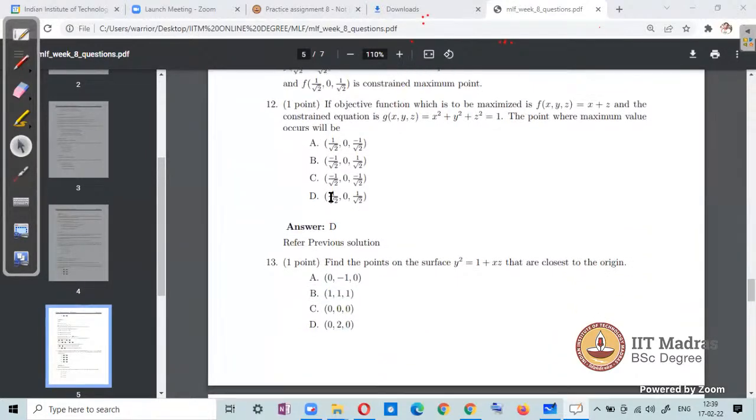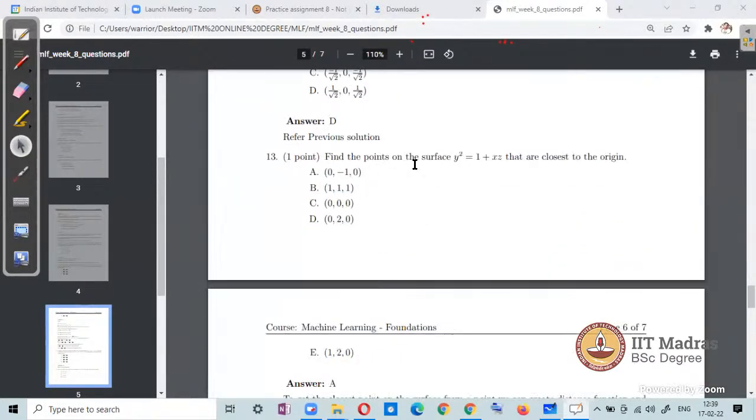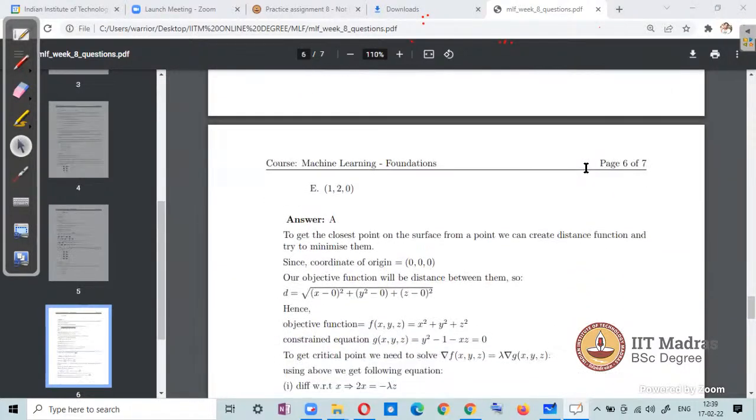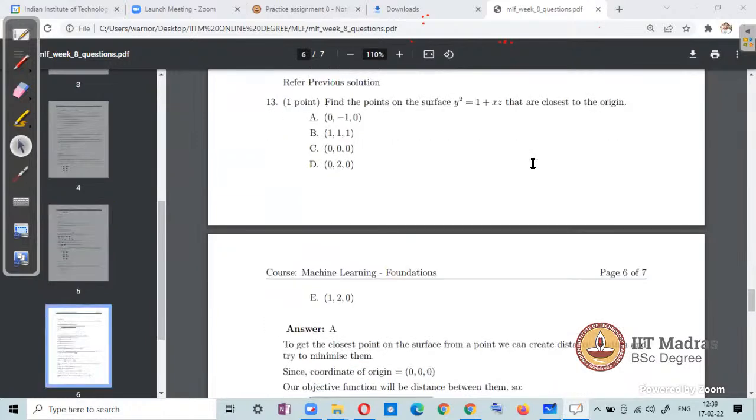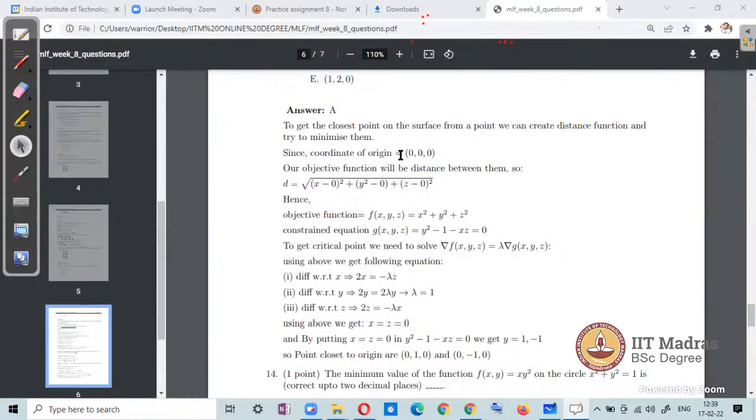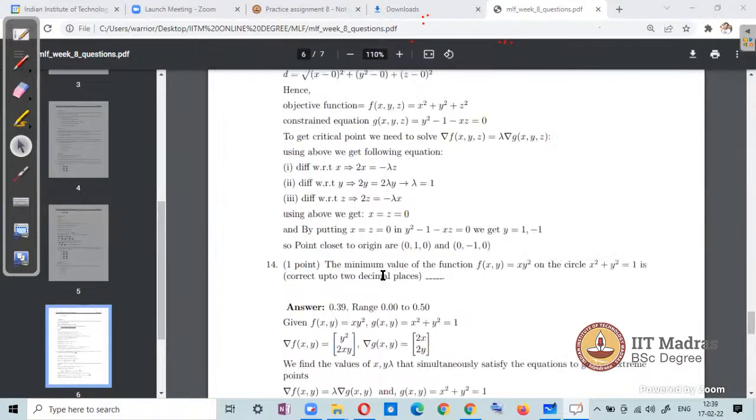Second question, the 12th question also comes from this one only. Okay, so the 13th one: find the points on the surface that are closest to the origin. So the first task will be just to create your objective function. Let's say your point is x, y, z, and you have to create a distance function from the origin. This is your distance function, and that will be your objective function, which you have to minimize. Okay. And again we created this del of f equal to lambda times this one, and we solve this one.